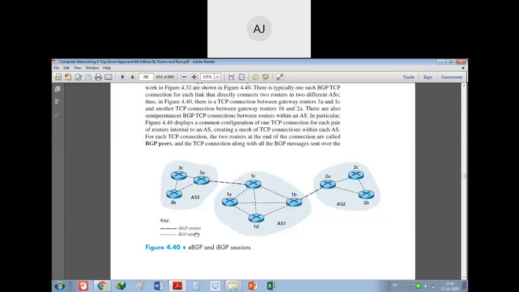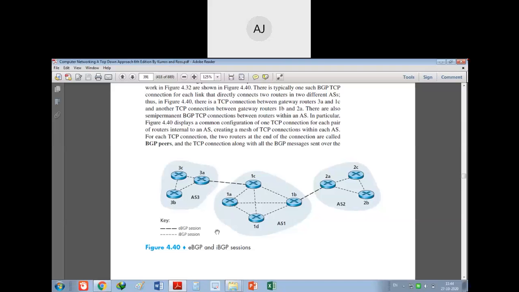E stands for external BGP and I is for internal BGP. Now here the concept is sessions. What is a session? We have already seen: a session is where the client and server establish communication securely, and only end-to-end communication takes place. That is called a session. So here the sessions will be established within an intra-autonomous system, or outside, that is inter-autonomous system, depending on eBGP and iBGP.